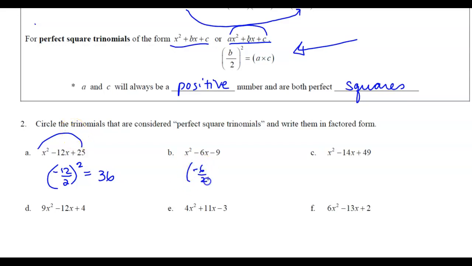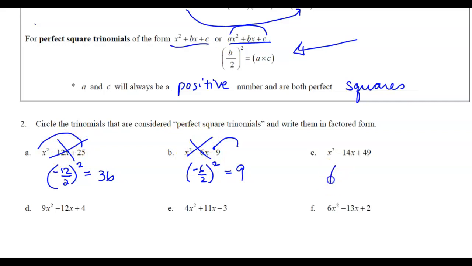Negative 6 over 2, squared, is always going to be positive. So that's negative 3 squared, which is positive 9. I didn't even actually need to check this one. Take a look at the sign in front of the constant term. It was negative. So that for sure is not. Didn't even need to do any work with numbers.